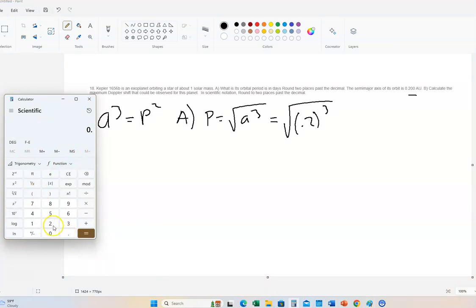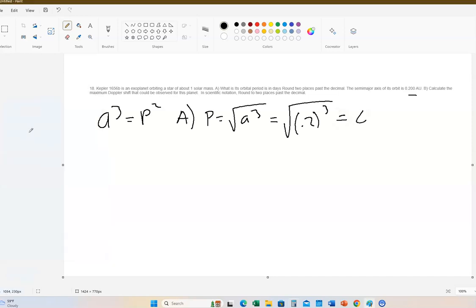All right, and so we have 0.2 raised to the third power equals. And then we take the square root of that. And there it is. Okay, so that's the period in years. So it's 0.089. Here, I'll just write this part. This is not the final answer. It's 0.089 years. I'm going to use the unrounded version of this and then convert it.